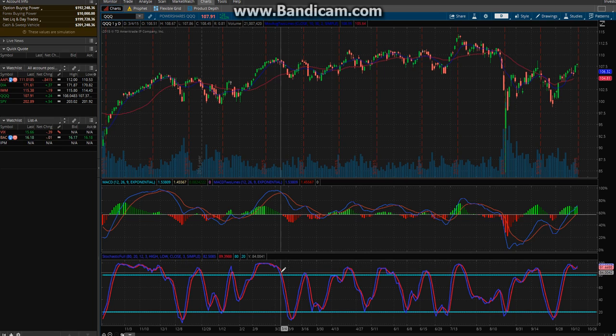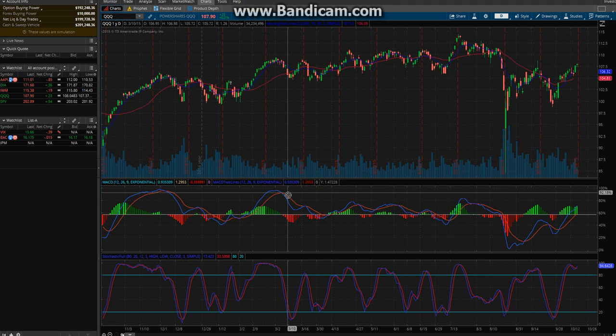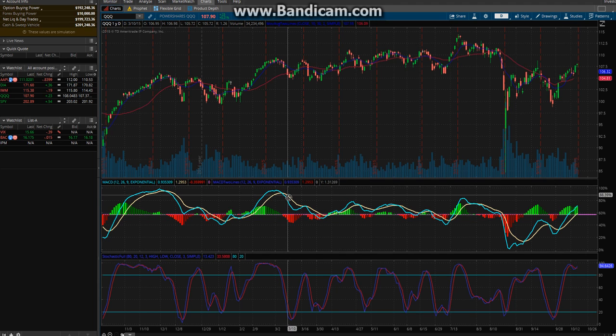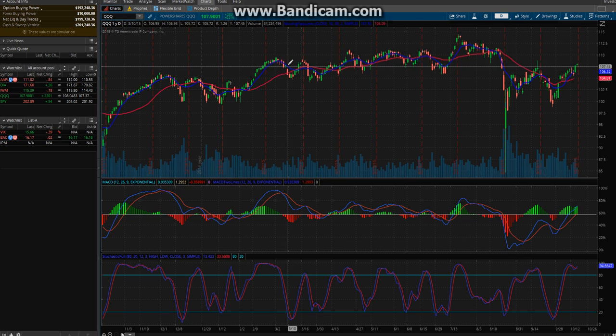We got a cross going down here, and that's like an early warning signal. Get ready to get out. You can get out at that point, or you can wait till this shows a cross going down in the MACD, and that's a good indicator to get out. And you probably would have gotten out at 107. So we got in at 104. That's a $3 capture, just to show you how the power of these indicators work.